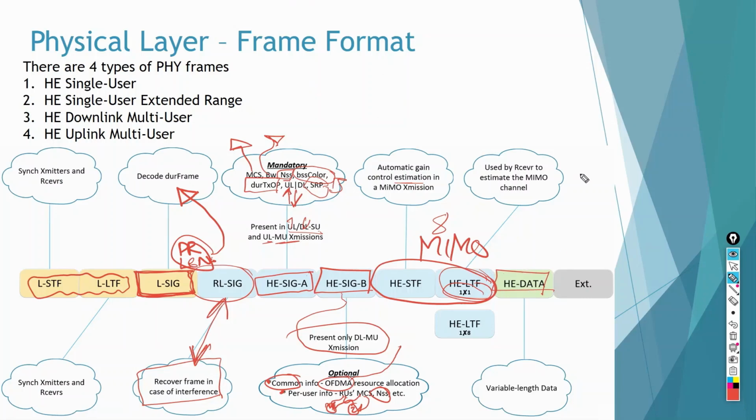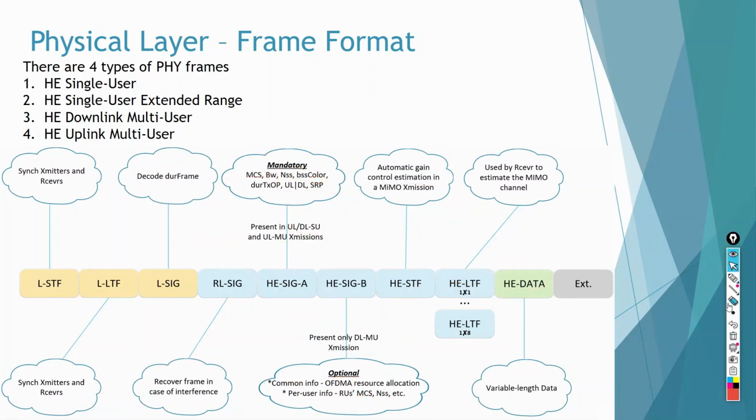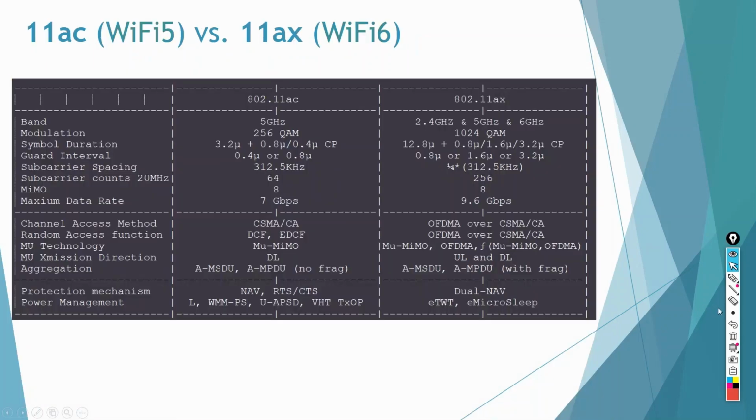Okay, that's it on the frame format. Let's clear things up and move to the next section. Okay, let us have a quick comparison between Wi-Fi 6 and Wi-Fi 5. In terms of the frequency band that each standard uses, 11AC used to run in 5 gigahertz only, whereas 11AX runs in both 2.4 and 5 gigahertz, as well as the new 6 gigahertz.